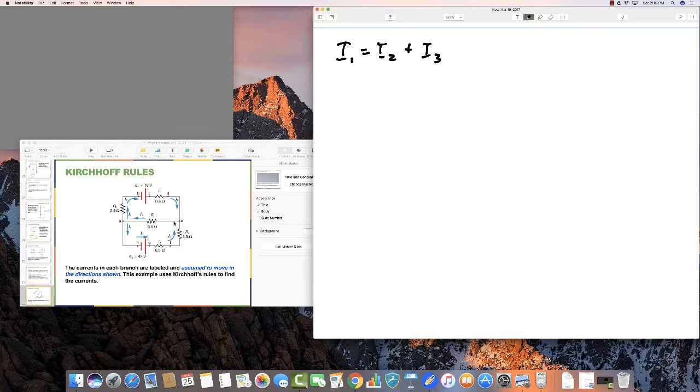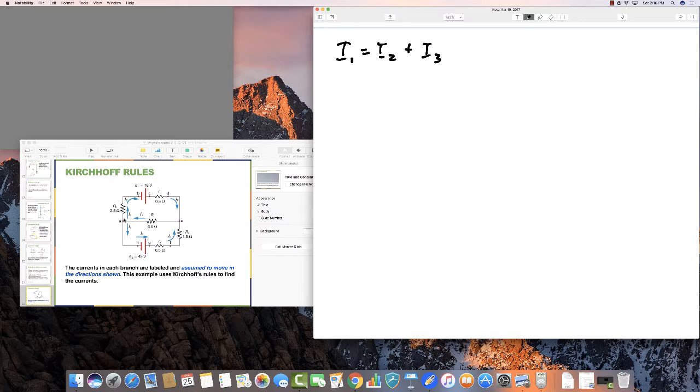Now, there's 3 loops here that you could use. I'm only going to use 2 of them. There's this loop from A to B to C to D to E, back to A. There's this loop from A to E to F to G to H and back to A. And then there's also from A to B to C to D to E to F to G to H, the whole thing. I'm just going to use the first 2 that I just mentioned. So let's start at A.